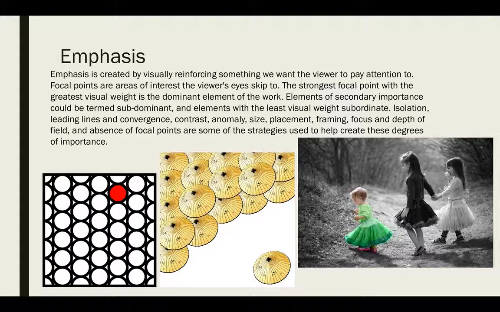The strongest focal point is the greatest visual weight, the dominant element of the work. So it is the thing that our eyes usually end up on and can't escape and are forced to look at within a piece. Elements of secondary importance could be termed subdominant or less important. And elements with the least visual weight are subordinate. Isolation, leading lines, convergence, contrast, anomaly, size, placement, framing, focus and depth of field, and the absence of focal points are strategies that are used to create degrees of importance.